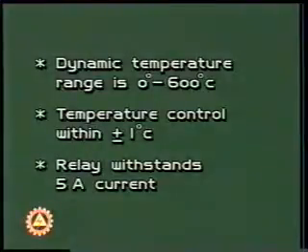The next question that comes up is, what are the performance specifications of the system? In our example, they are: the temperature range is 0 to 600 degrees centigrade. The control is within plus minus 1 degree centigrade, and the relay should be able to withstand 5 amperes of current.